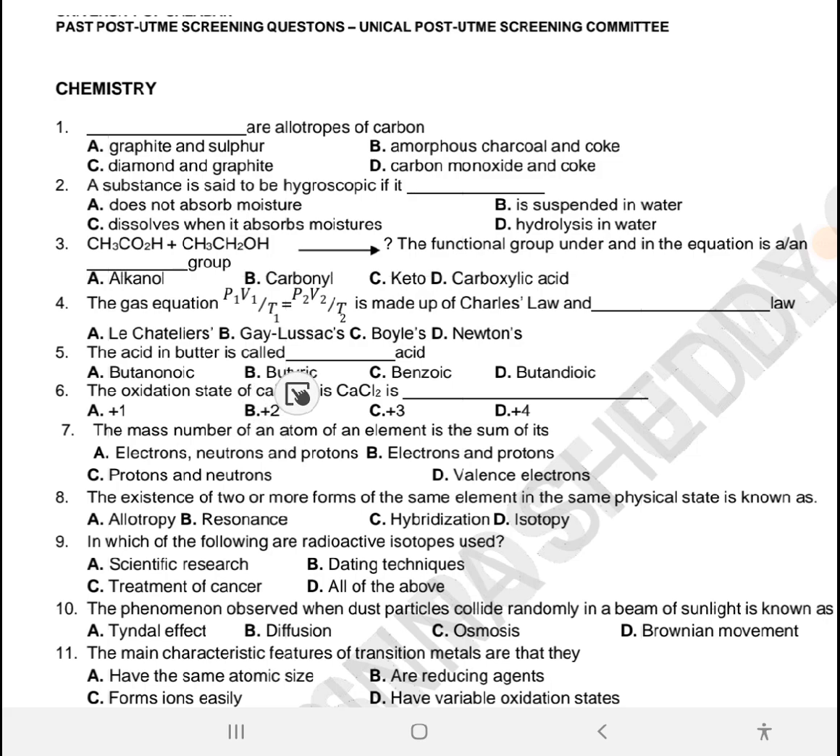The acid in butter is called, option B, butyric acid. Number 5 is option B, butyric acid. The acid in fruits is called citric acid. The acid in palm oil is called palmitic acid. There's an acid from goats. That one is called capric acid.